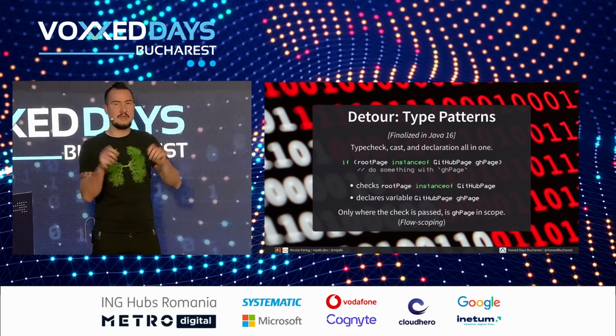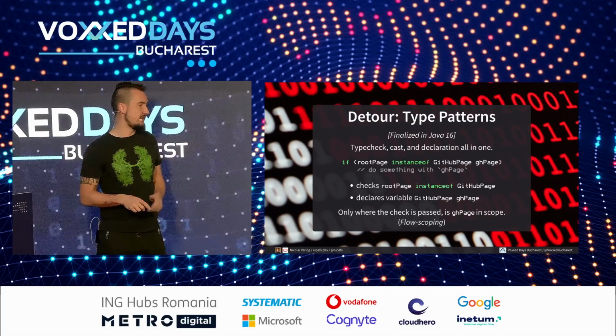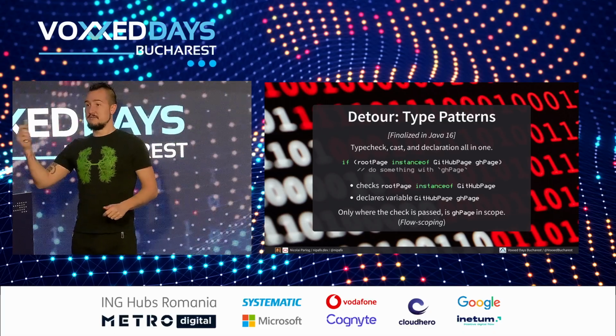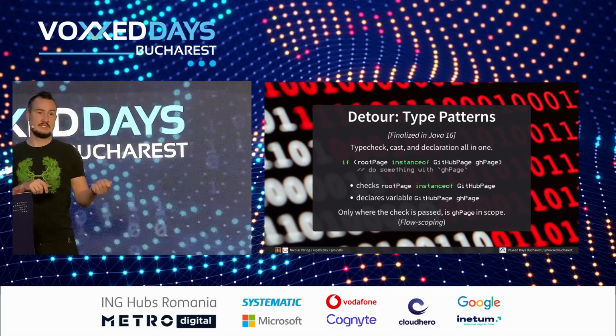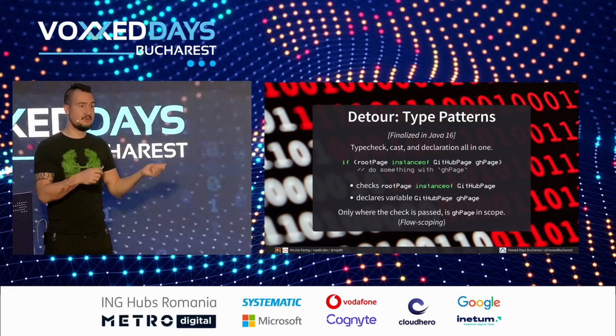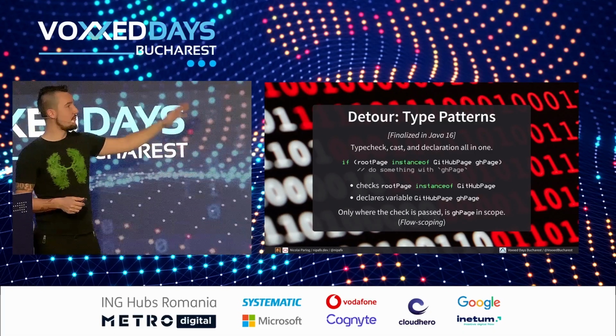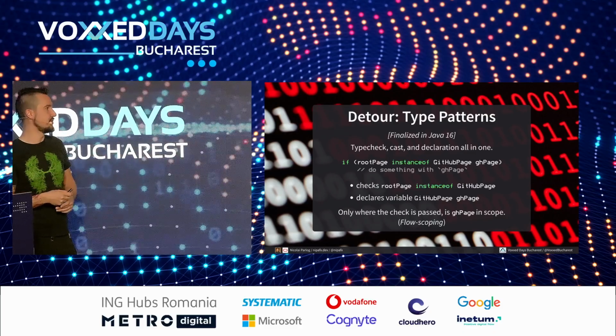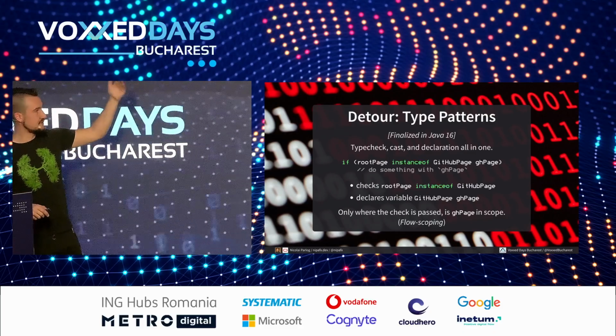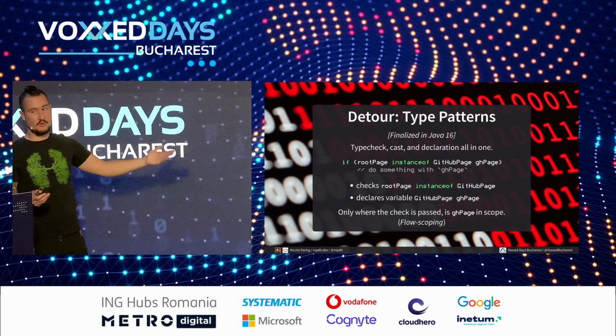That's called flow scoping, and it's already something that was present in Java before. If you declare a variable that's uninitialized and you initialize it in an if, then the compiler knows that in the else branch it's not initialized. So this kind of analysis is already present. You already know it to some degree. And this is the same. There's an if check, and if it's true, you can use GH page, and if it's false, well, you can't.